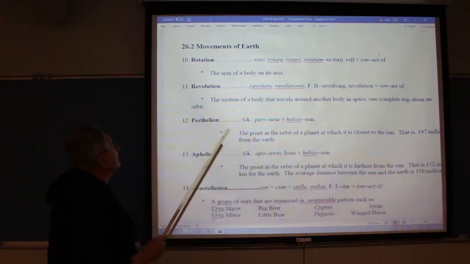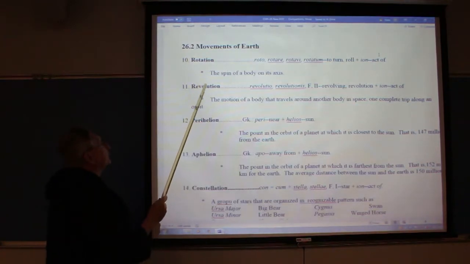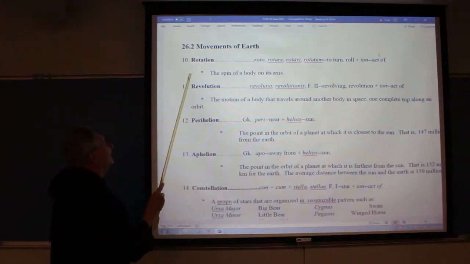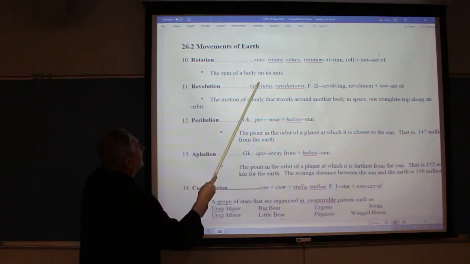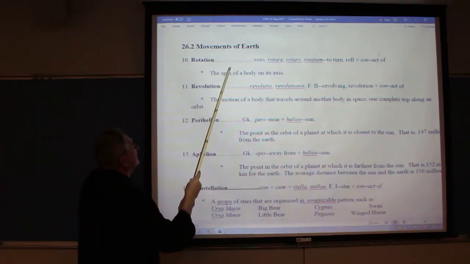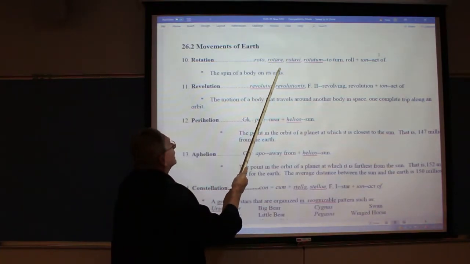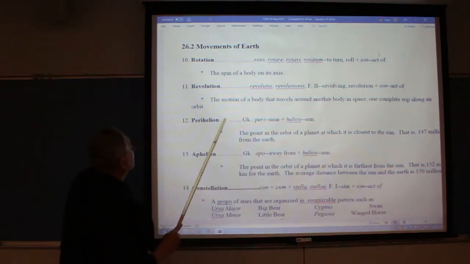The first word in the next reading section is rotation. And remember, I gave you that little funny rule, rotation is the spinning of a body on its axis. So rotation is the spinning of the body on its axis. Look at the Latin. Rotare, rotavi, rotatum, to turn.